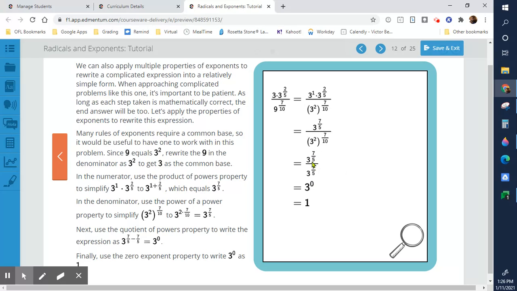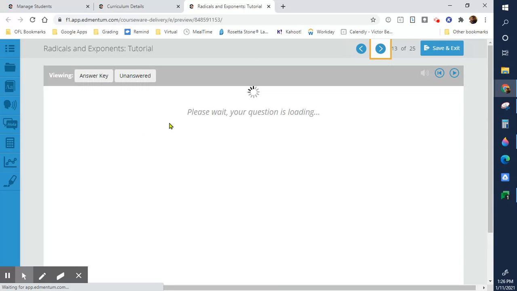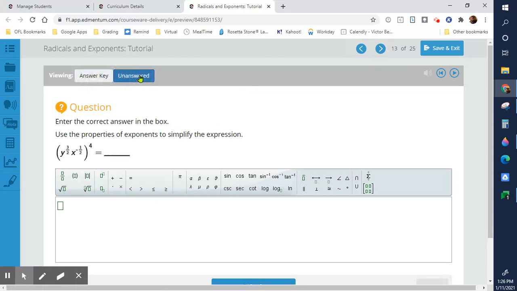All right, let's get started here. So this one, notice how they're different bases. So that means we have to use, oh, they don't give you the name. This is the product or power of product property. That means there's a product and then it has a power. So this is basically, like I said, the distributive property. So we have y to the 3 halves times 4, and remember, this is basically 4 over 1. And we're going to multiply that by x to the negative 1 half times 4.